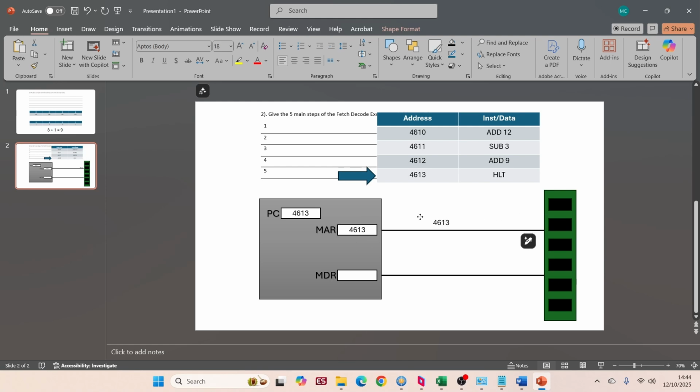This would go over to RAM. The memory controller would send back the instruction found there, and put it in there to be decoded and executed. And of course, this would be incremented and the cycle would repeat. But of course, in this case, halt means stop program. So it would stop. But that was just a specific one. Okay, so that is the main steps of the fetch, decode, execute cycle.